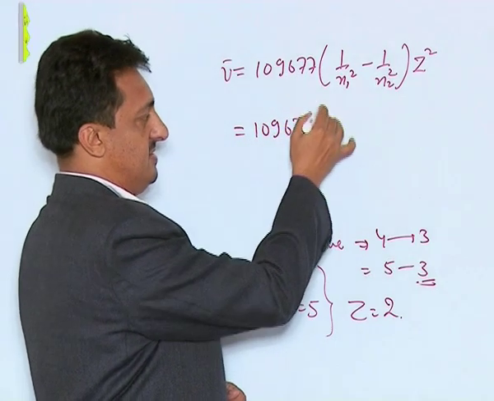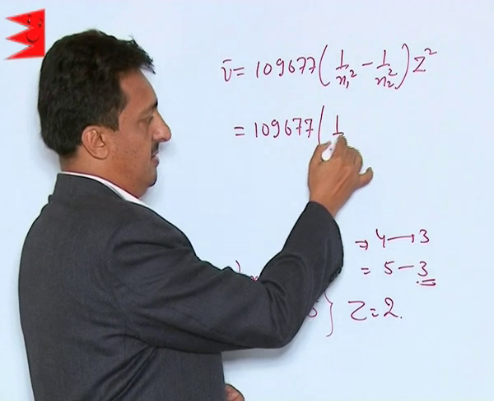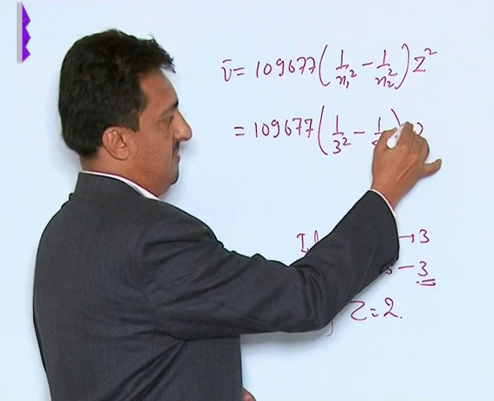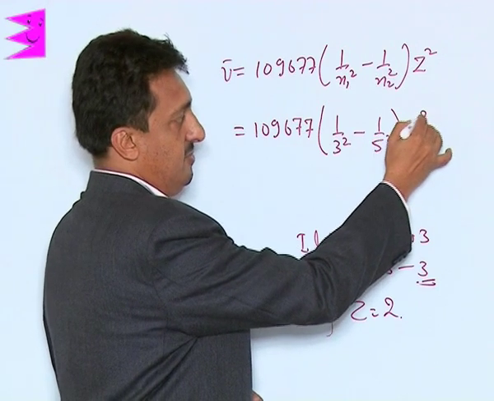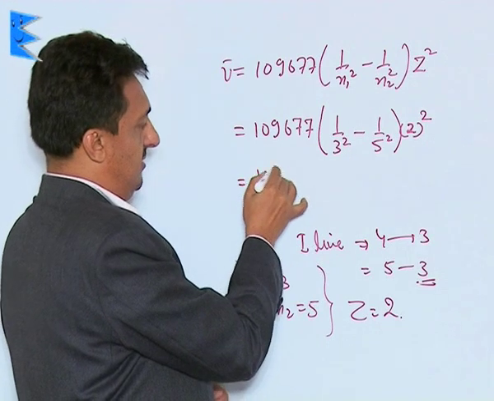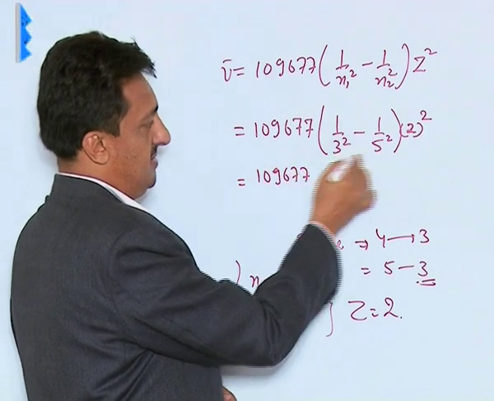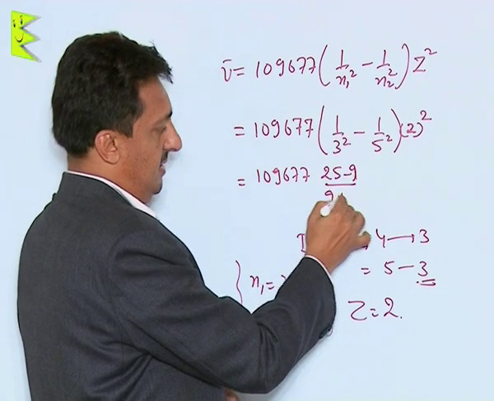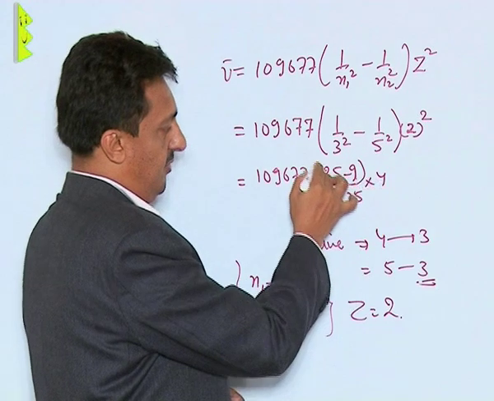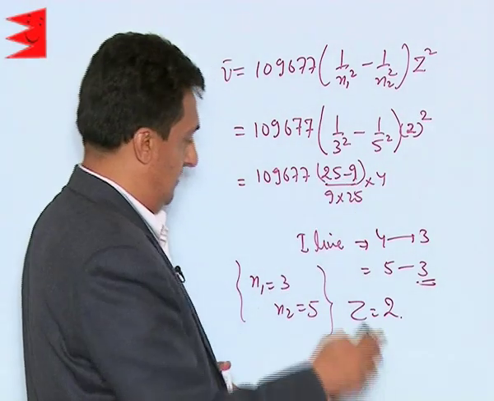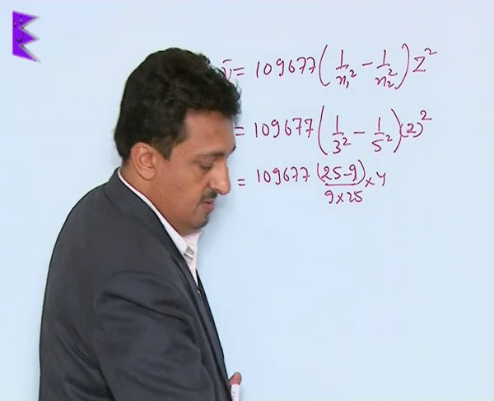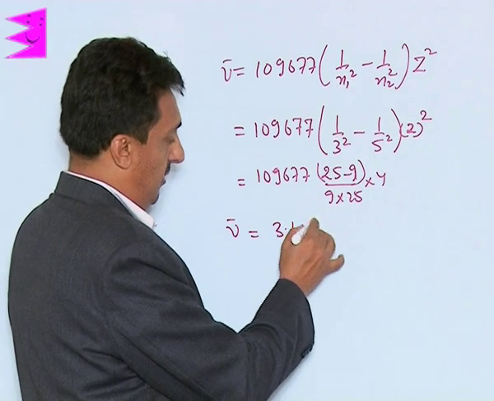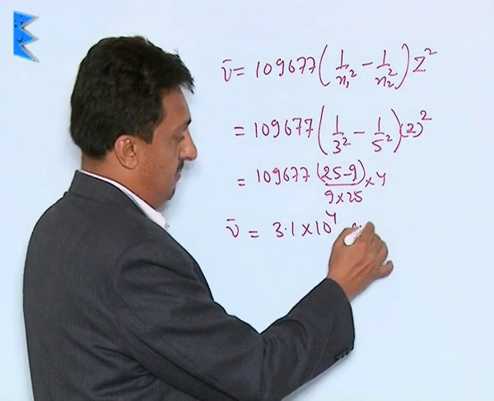109,677, which is the Rydberg's constant, times 1 upon 3 square minus 1 upon 5 square, and we have atomic number of helium 2, so it's 2 square. So it is 109,677 times (25 minus 9) upon 9 into 25, into 4. Then when we solve this, what we get is that the wave number comes out to be 3.1 into 10 to the power 4 per centimeter.